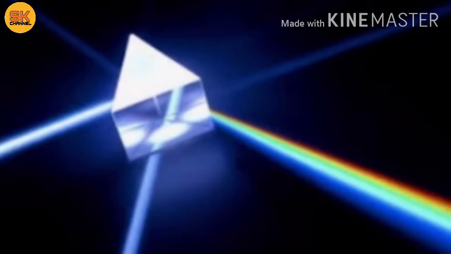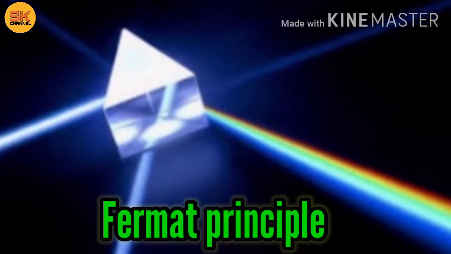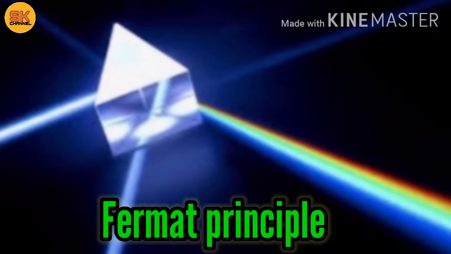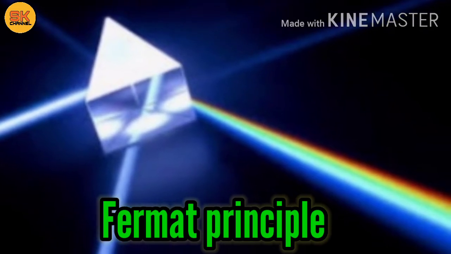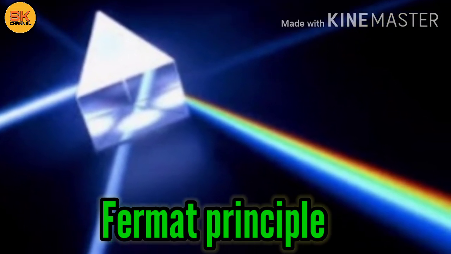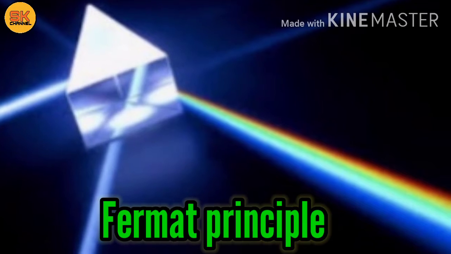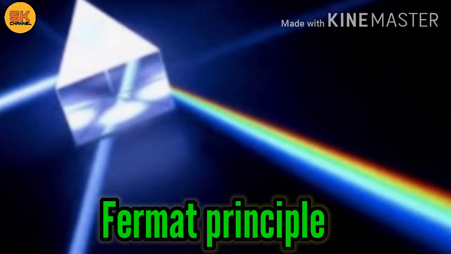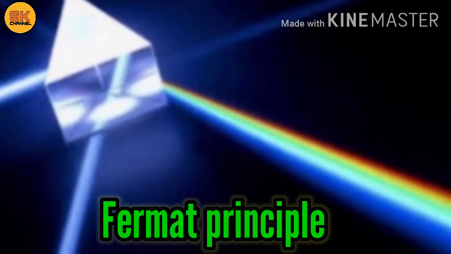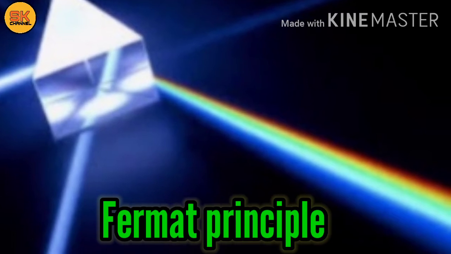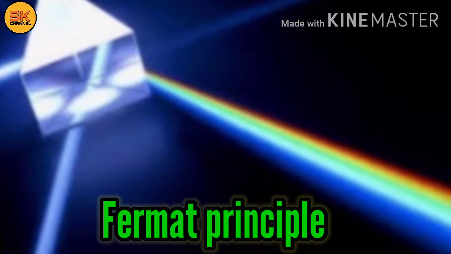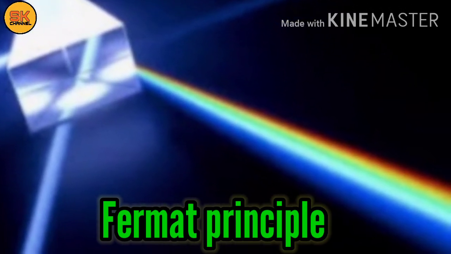Now let's discuss about Fermat principle. Light chooses the path which takes the least time to travel. It is also applicable to reflection of light. This is also a reason why light travels in straight lines.